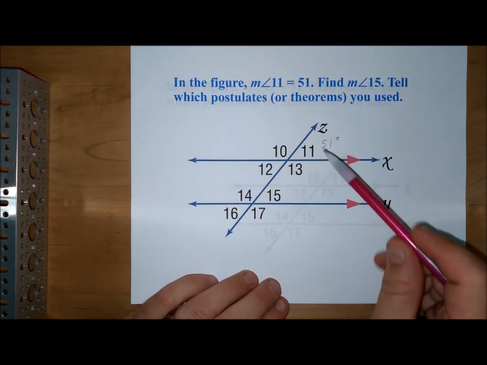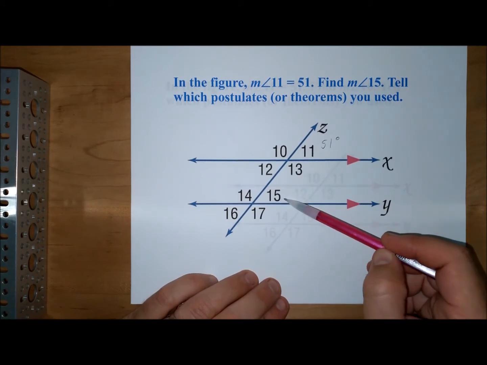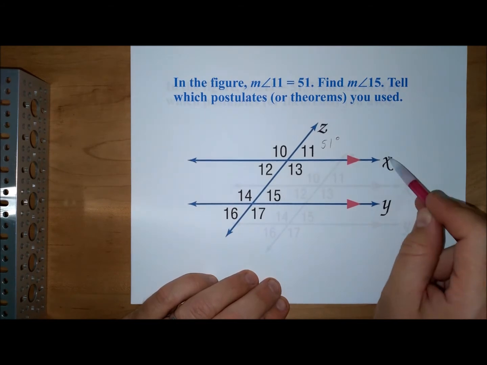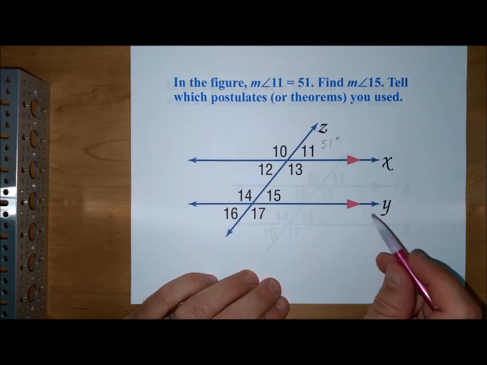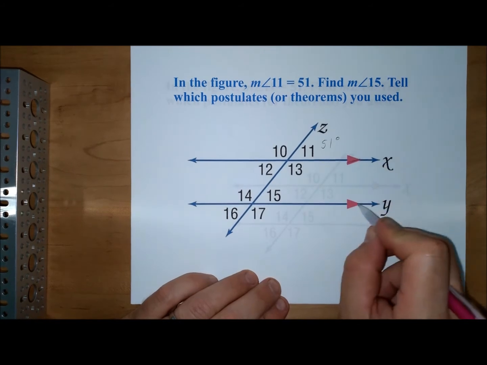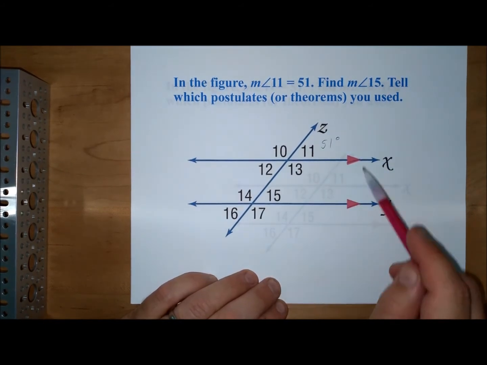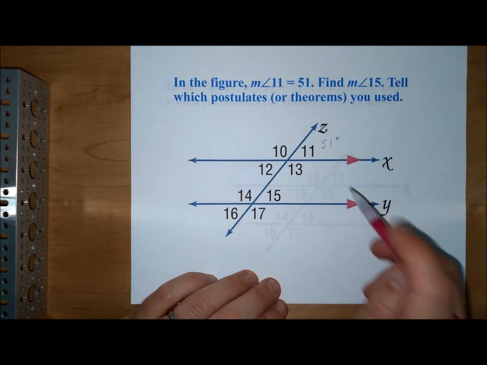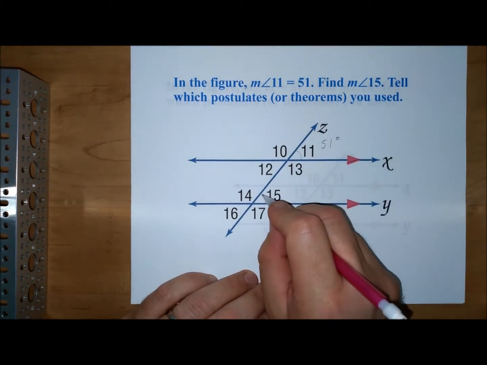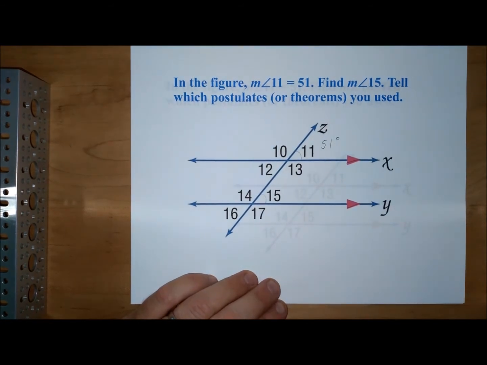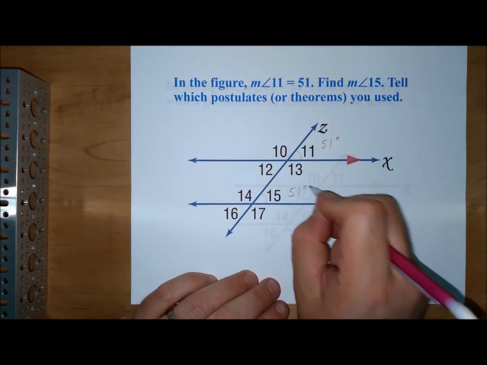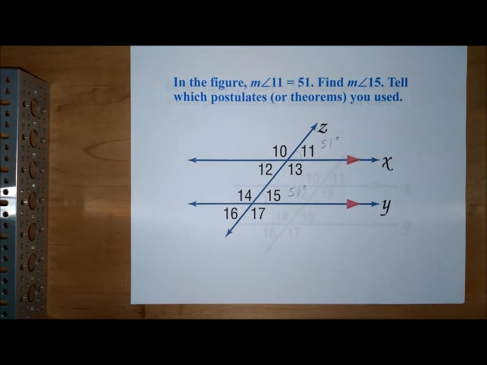Okay, so angle 11 and angle 15 are corresponding angles. Now, lines X and Y that form these two angles are parallel. So when the lines that form corresponding angles are parallel, I know they have to be congruent. I'm going to mark them congruent. In this particular case, I have an angle measure for 11, so I can conclude that angle 15 must have the same angle measure. They're going to be congruent.